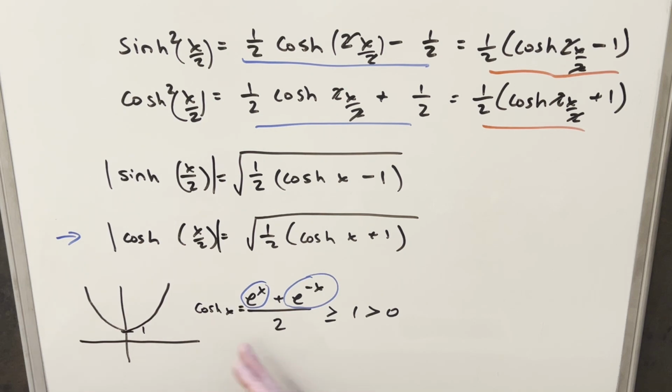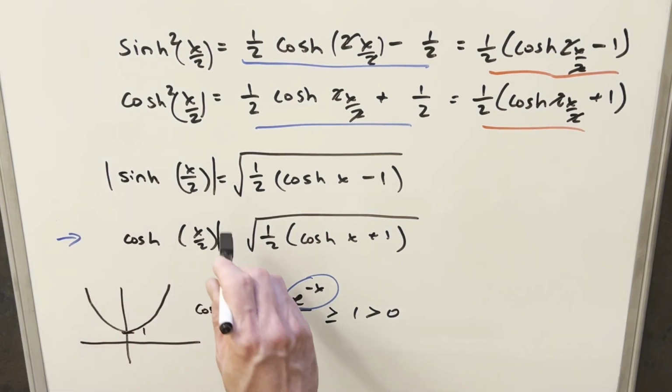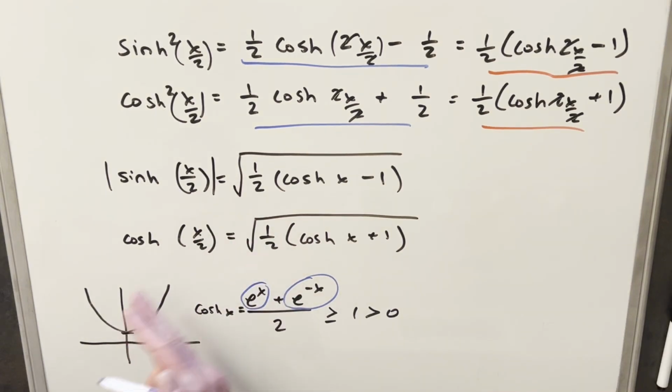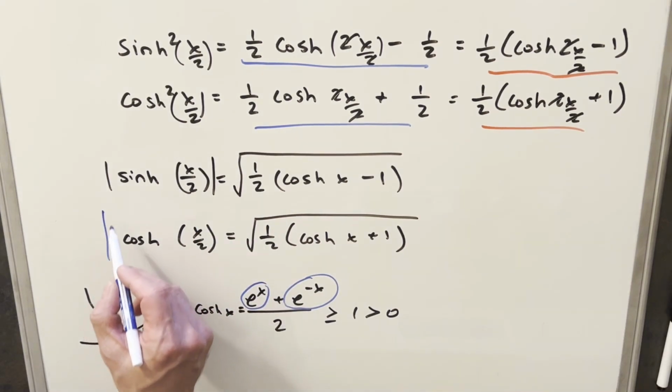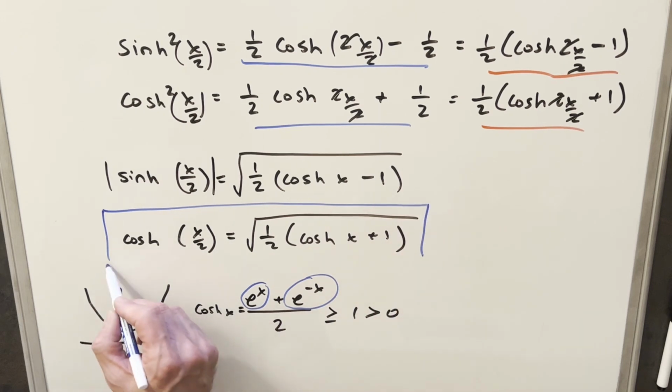So because cosh of x is always greater than 0, and the same thing's true of cosh of x over 2, I'm just going to remove the absolute value sign over here. And so on this, we don't have to worry about the signs. This is going to be our half angle formula for cosh of x over 2.